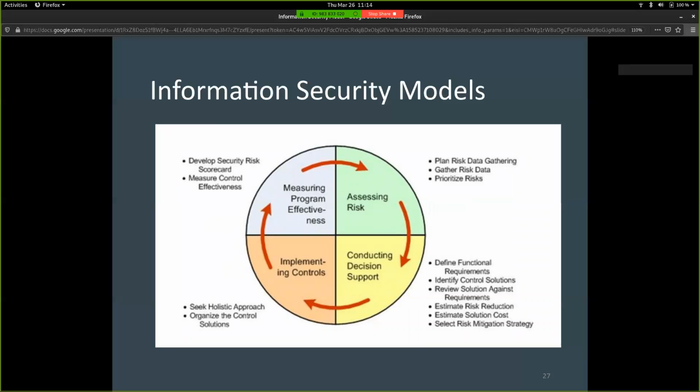And this model is a circular kind of model where you're in a cycle where you're constantly assessing risk. You are defining functional requirements and estimating risk reduction, costs, selecting maybe a strategy, going through an implementation process, and then measuring the effectiveness. So this one looks more like a system development lifecycle type of model to follow.